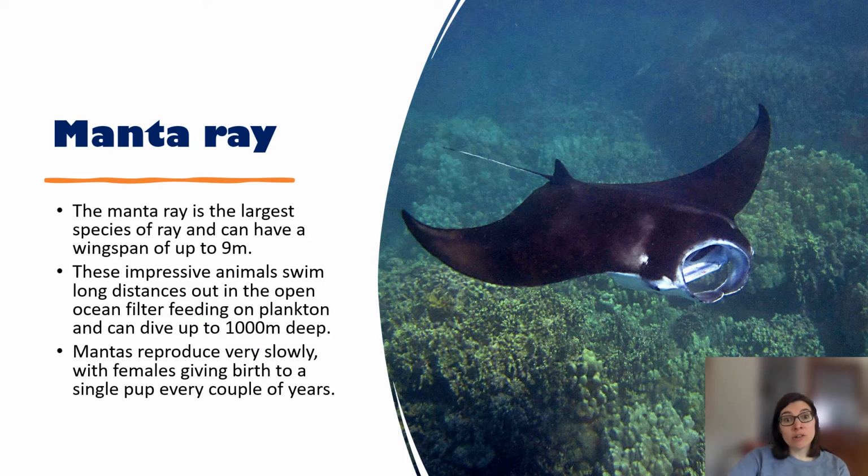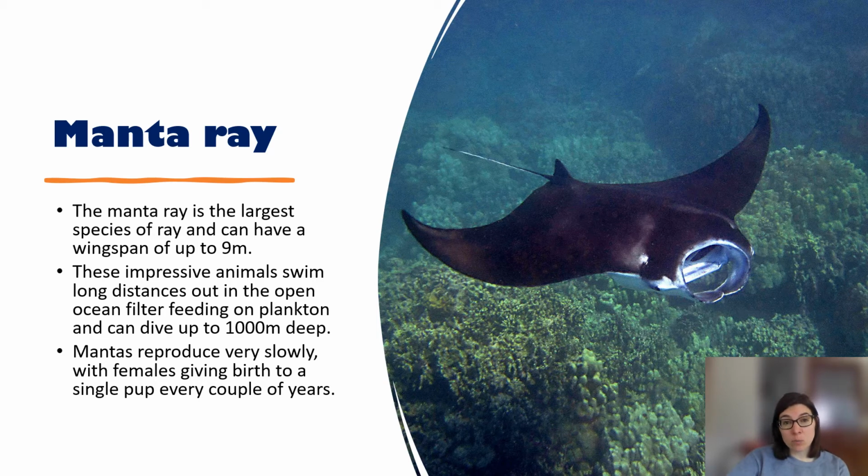So this is the manta ray. This is the largest species of ray in the entire ocean. Manta rays can have a wingspan of up to 9 meters. That's the distance from wingtip to wingtip. It's pretty impressive. They swim long distances out in the open ocean and they filter feed on plankton and krill.